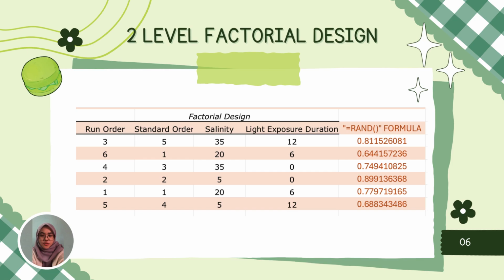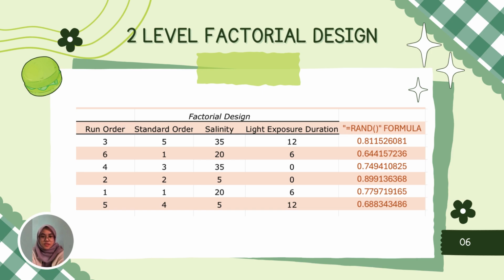A two-level factorial design is a systematic approach used to investigate the effects of multiple factors on a response variable. In this case, the two factors we are working with are salinity and light exposure duration, each with two levels, which is low and high. This design allows us to not only examine the individual effects of each factor, but also their potential interaction effects.